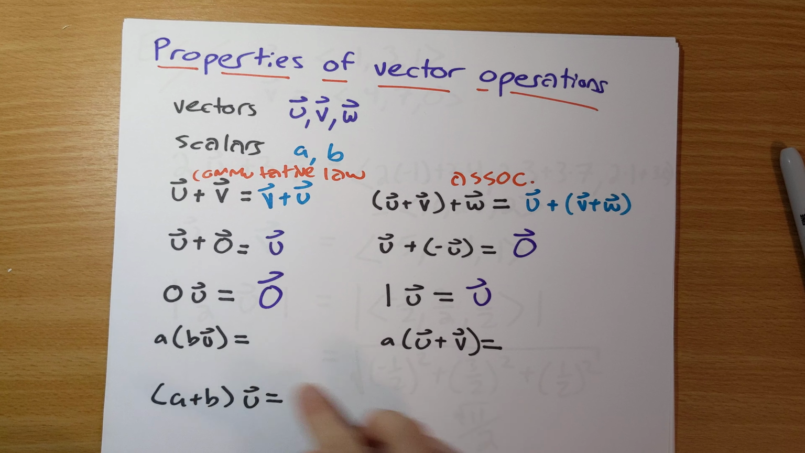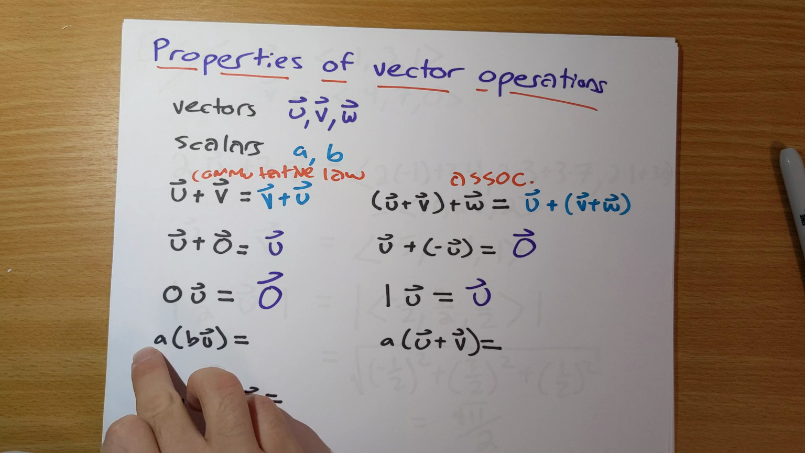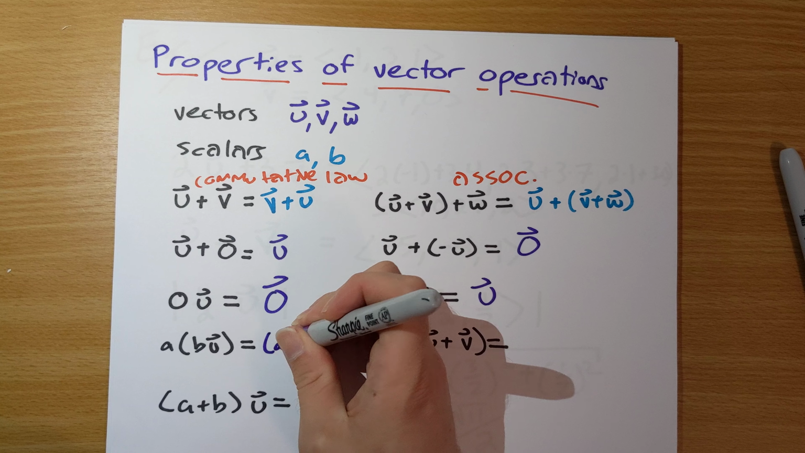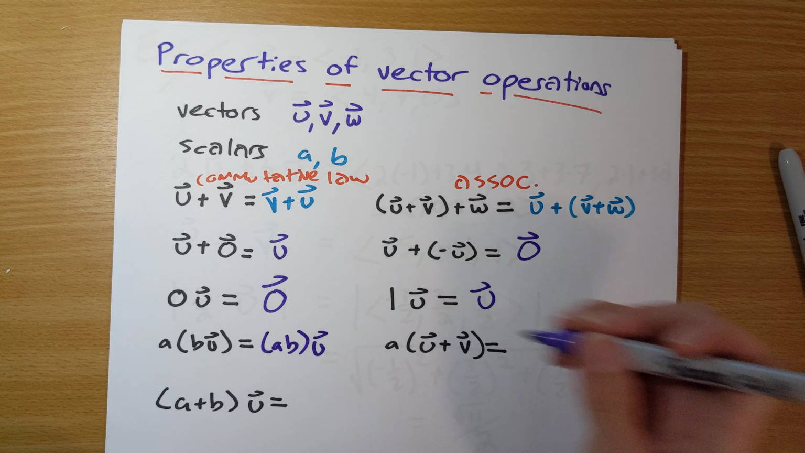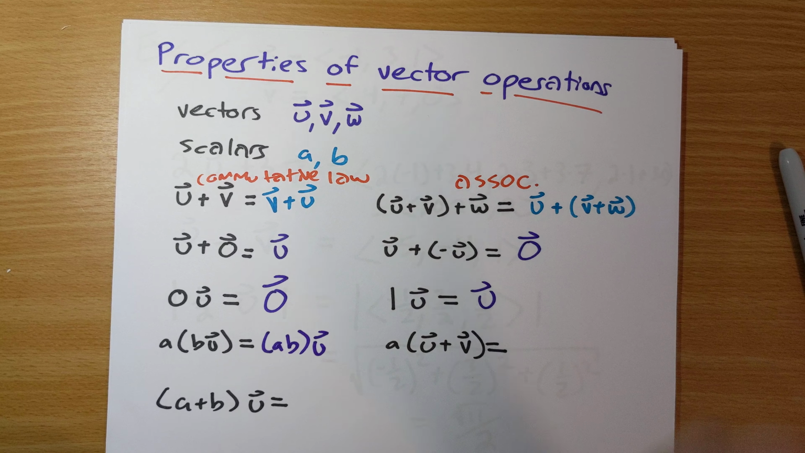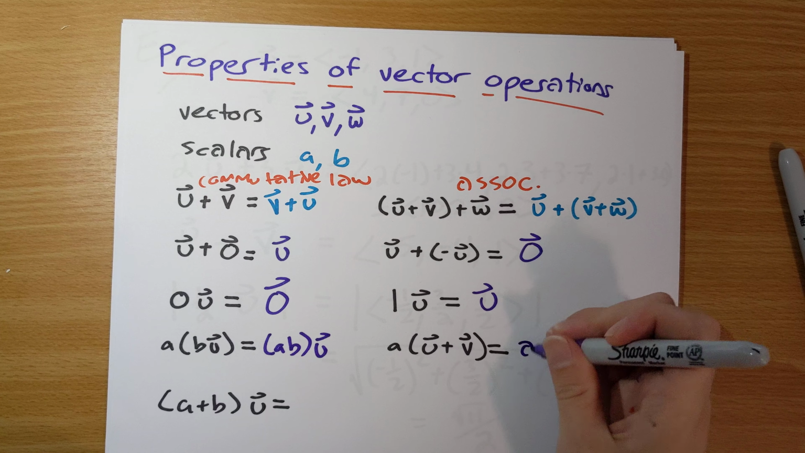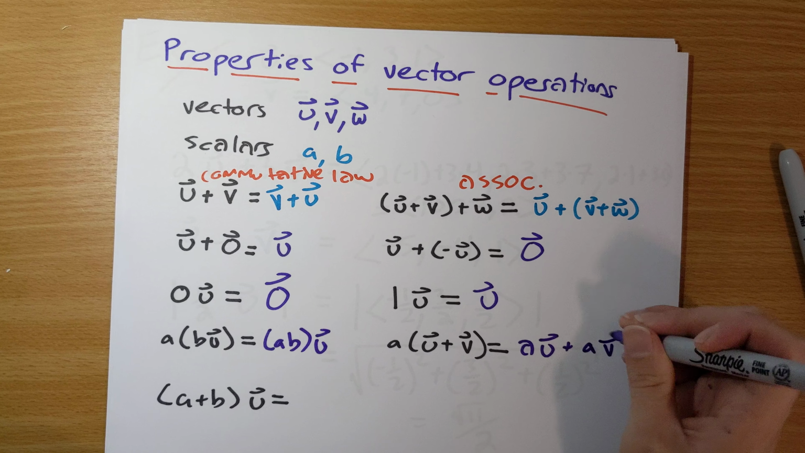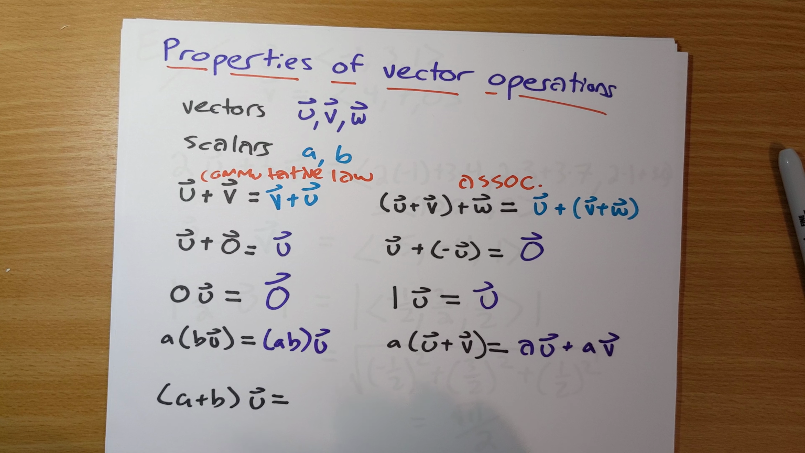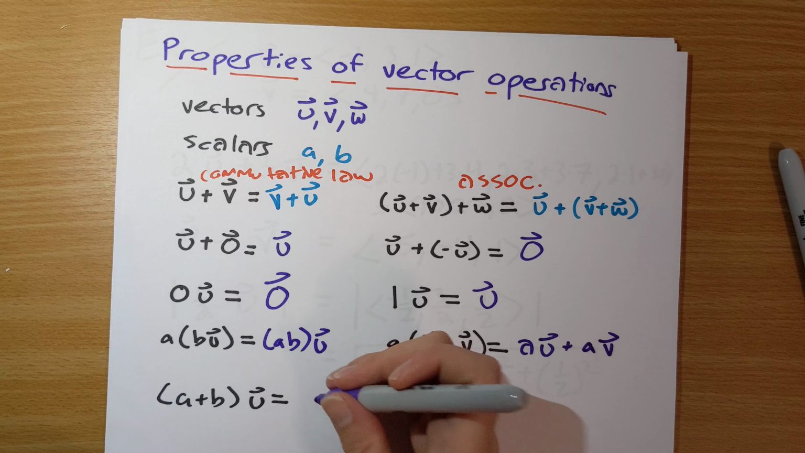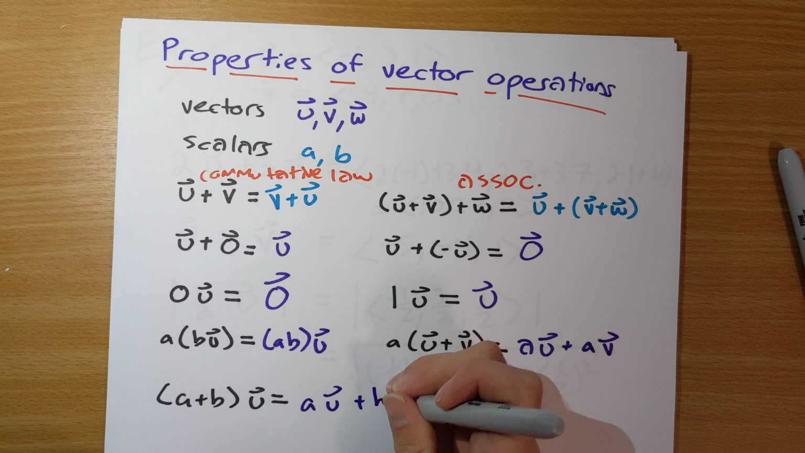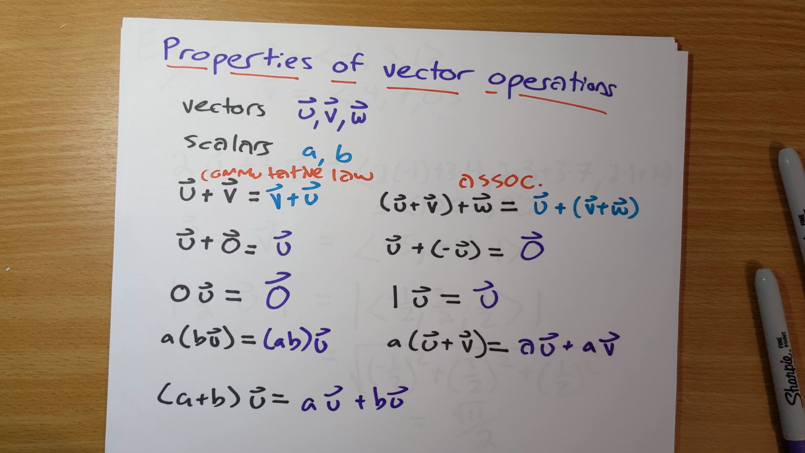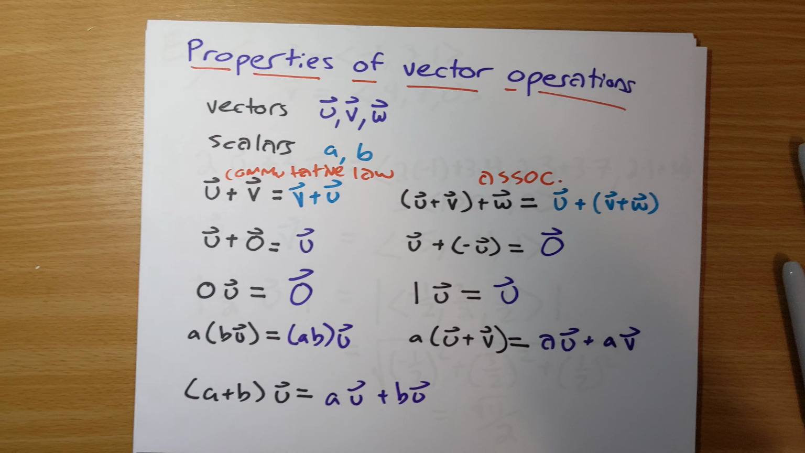And then a little bit of scalar multiplication rules down here. a times b times u, we can group that together as ab times u. a times (u plus v), here we have a distributive law: a times u plus a times v. And (a plus b) times u is au plus bu. So yeah, there's a lot of calculations to do here.